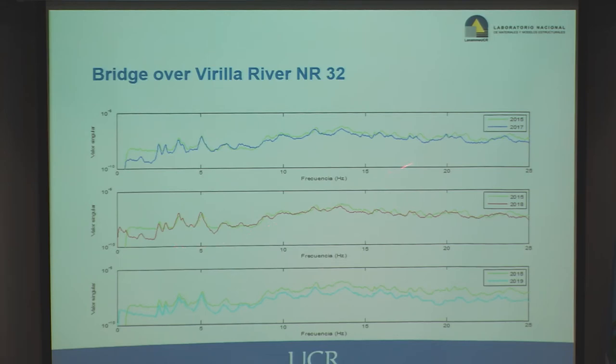The green line represents the frequency spectrum of 2015. The others are 2017, 2018, 2019. If you see, the values of frequencies are going down, are decreasing.